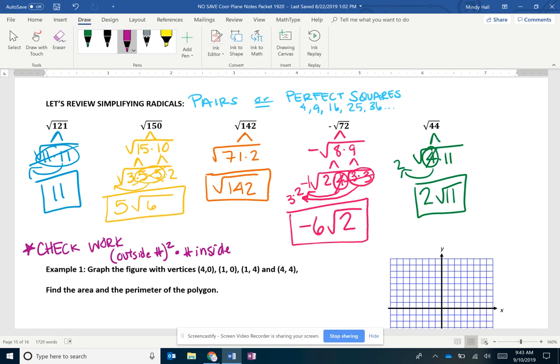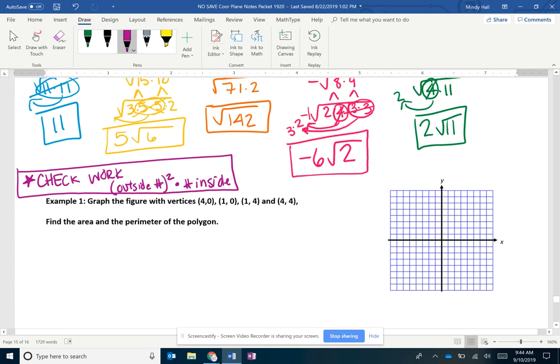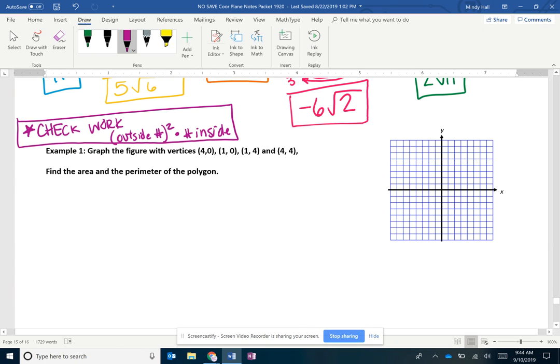So, like the 5 square root of 6, I would square the 5, so 5 squared is 25, and then 25 times 6 gives me 150, which is what I started with, so that is what I want, so I am right. Okay? So, now into the actual graphing.